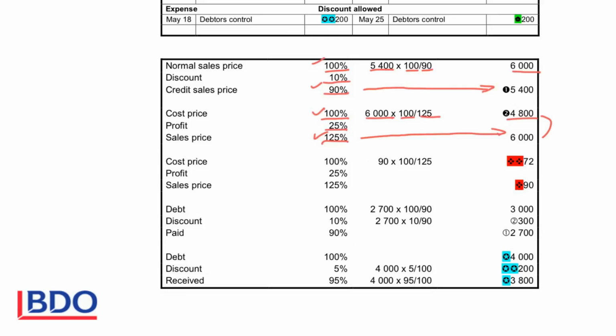A profit of 25% was made on the cost price, so the sales price equals 125%, and that equaled the 90 Rand on the credit note. If I want to calculate the cost price, the percentage that I want, 100, divide by the percentage that I know, 125, and that will give me 72 Rand.